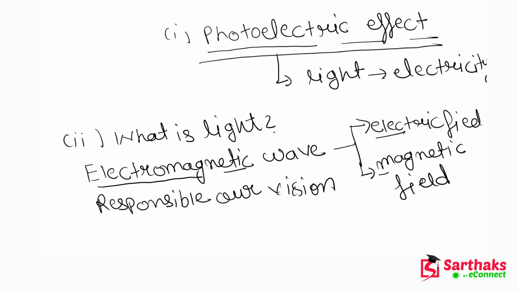Why are we able to see things around us? Because of light. If light is not present, then we will not be able to see things around us. I hope you got my point. Now let's move on to the next slide.